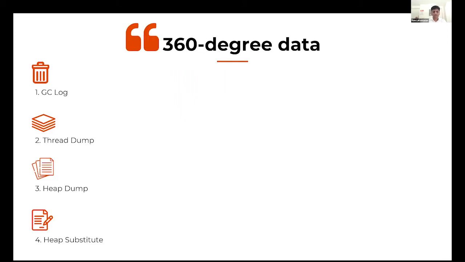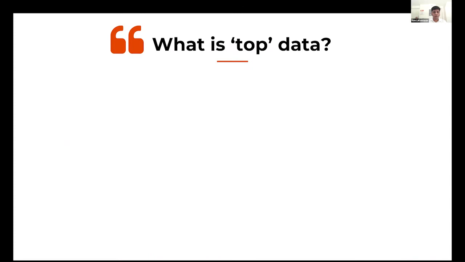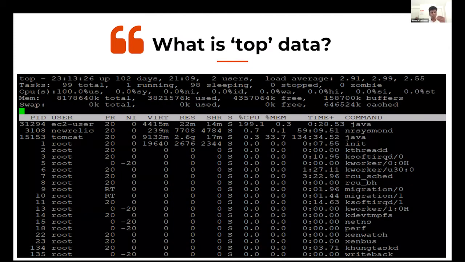Okay. So the next artifact we want to look at capturing when there's a production problem is top data, right? So what is top data? The top command is available in most of the Linux and Unix distributions, right? When I issue the top command, it's going to display all the processes running on that container and how much CPU and memory each process is taking.